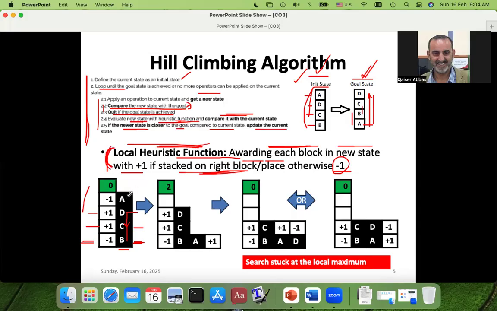And then A is stacked on D. Is it the right place? No. A is here, and after D, we don't have anything. So then we are awarding -1. And if you sum them up, you will have what? The answer 0.